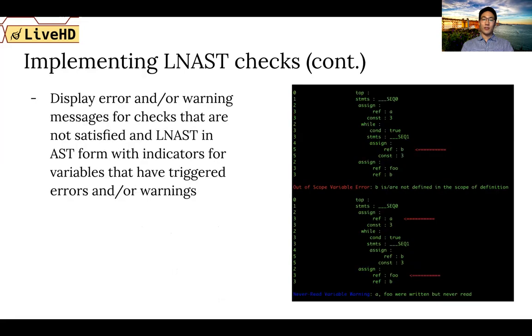To tie together the semantic and miscellaneous checks, error or warning messages need to be displayed for each check if they are not satisfied. For each check, LNAST is printed in AST form with arrows indicating possible variables that have triggered errors or warnings, and a short message conveying the type of error or warning.